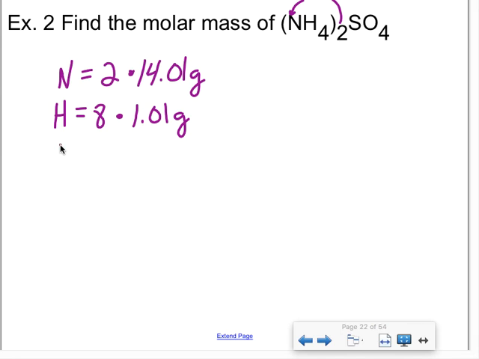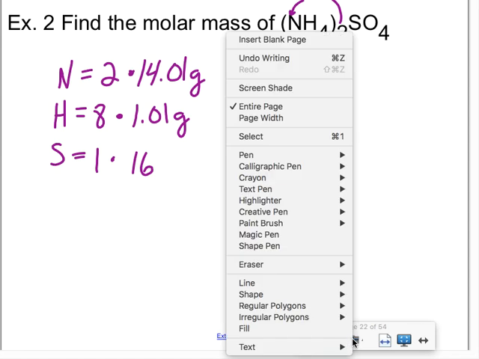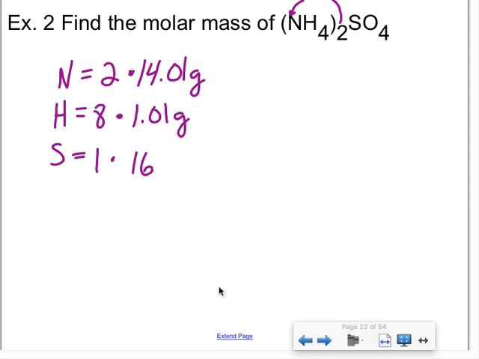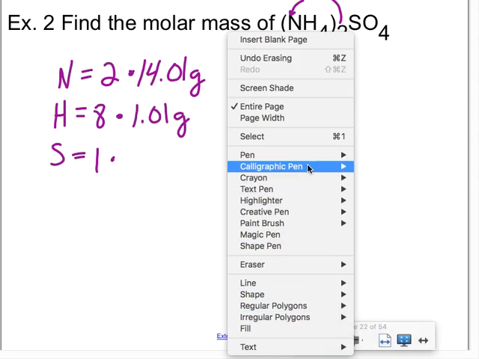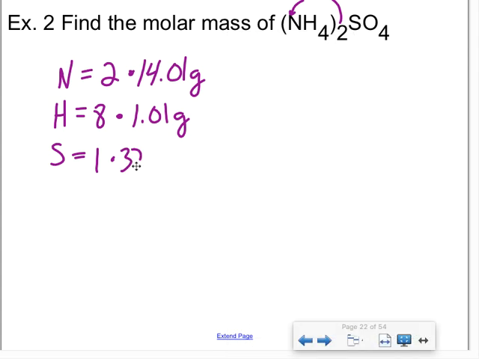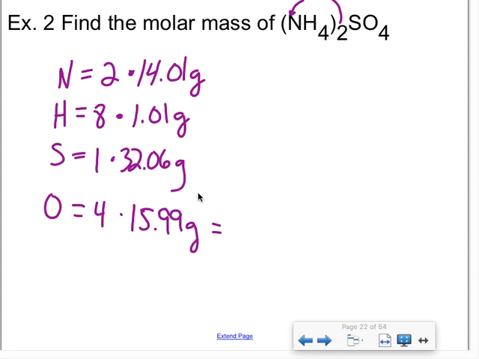Hydrogen is 8? Okay. How many sulfurs do we have? 1. The molar mass of sulfur is 32.06. And then we've got oxygen. 4 oxygens. 4 times 15.9999999. That's 16. Well, if there are that many 9s, just round it up.